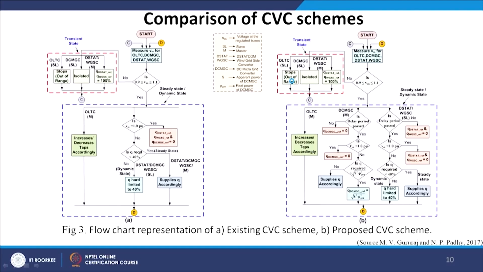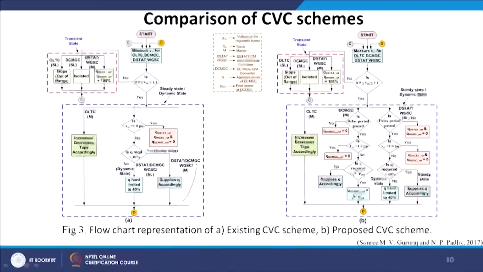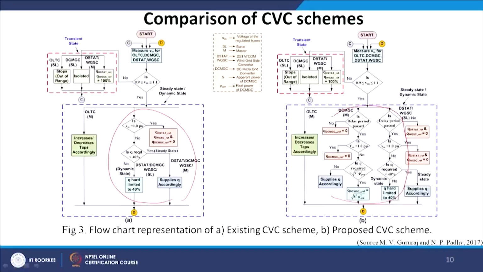Now, if you look into these two different flow charts, the CVC schemes are not very new, they are very old and being practiced across the world. The conventional scheme, you can see, is a simple algorithm, whereas the proposed CVC scheme, which I am going to talk about today, is slightly different, where we have taken care of the handling of different converters so that the overall performance of the system is improved.